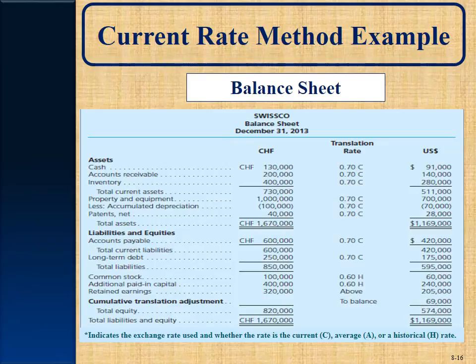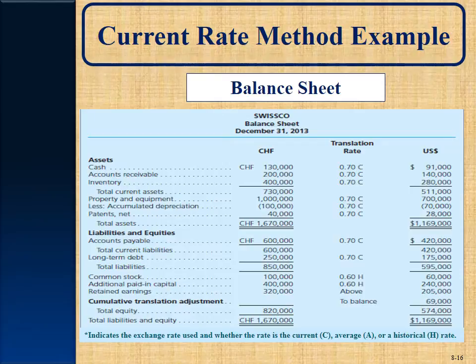Now, we finish off by doing common stock and additional paid-in capital. They're always converted at historical rates. Always, even when you're using the current rate or the temporal. So we look and see when the amounts in the common stock and additional paid-in capital accounts were established. That's the exchange rate date we use. So it was 60 cents per franc. So your common stock and additional paid-in capital come out to be $300,000. Add in your retained earnings.